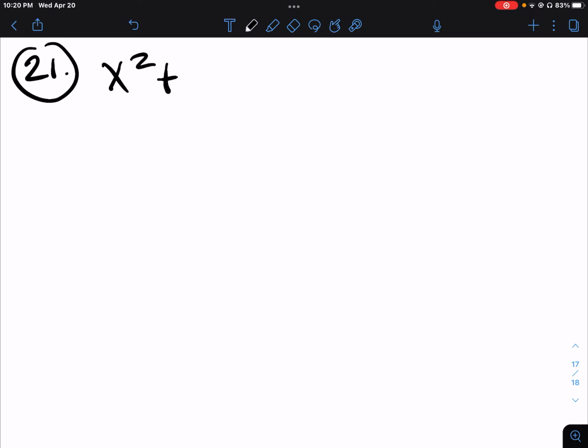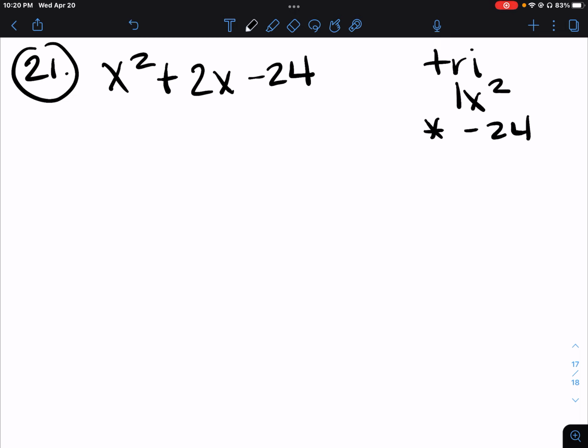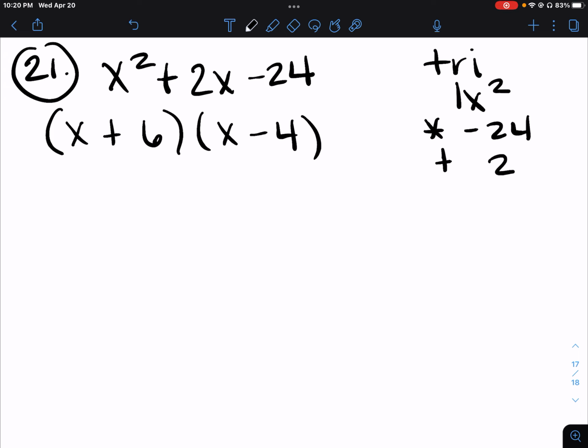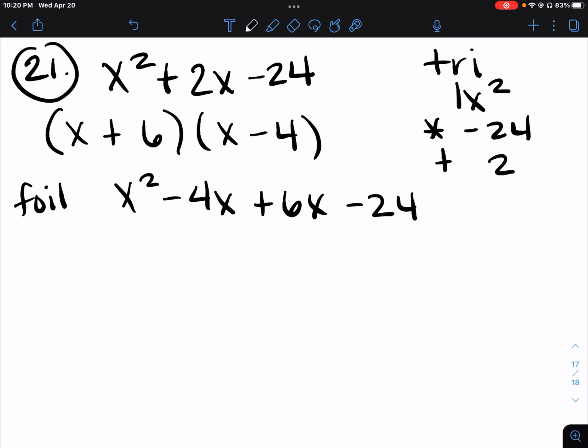Okay, also factor. This is also a trinomial with a 1x squared. Multiply to negative 24, add to positive 2, would be 6 minus 4. Okay, we can FOIL to check. X times x, x times minus 4, 6 times x, 6 times negative 4. Okay, and that 6 minus 4 gives us the 2x.